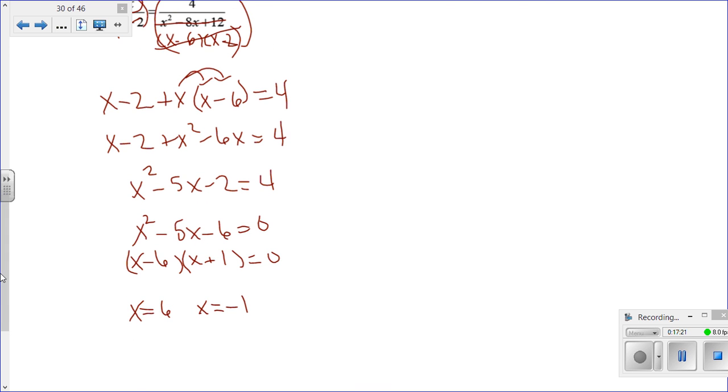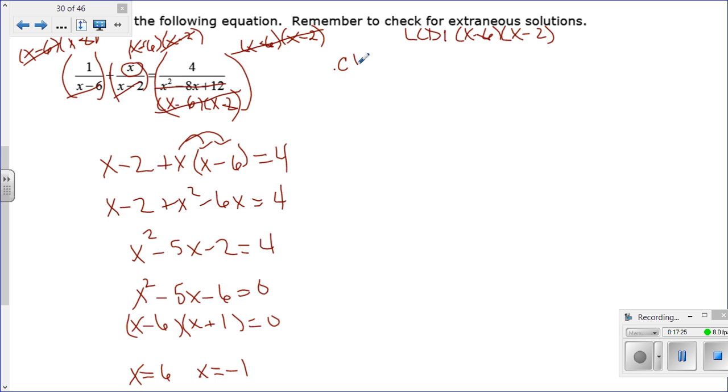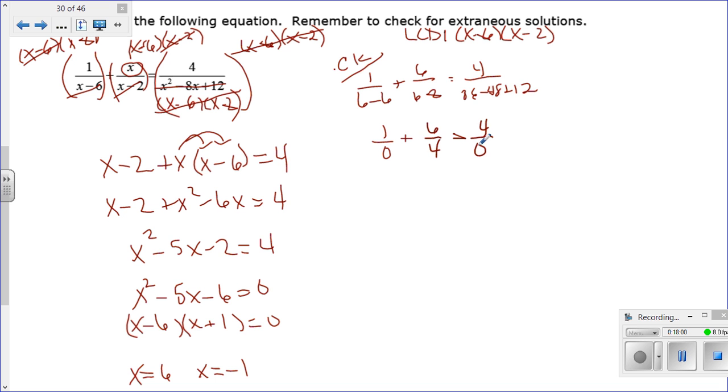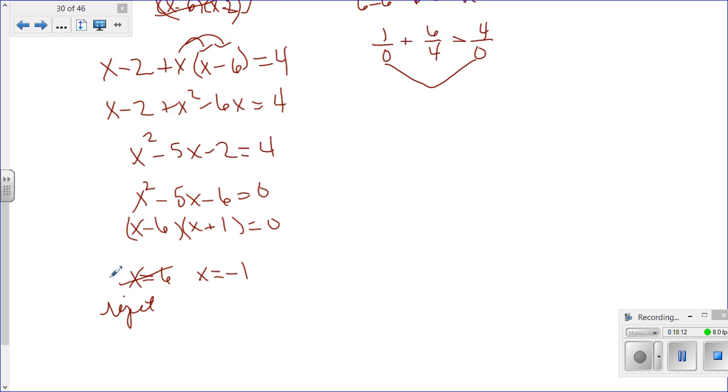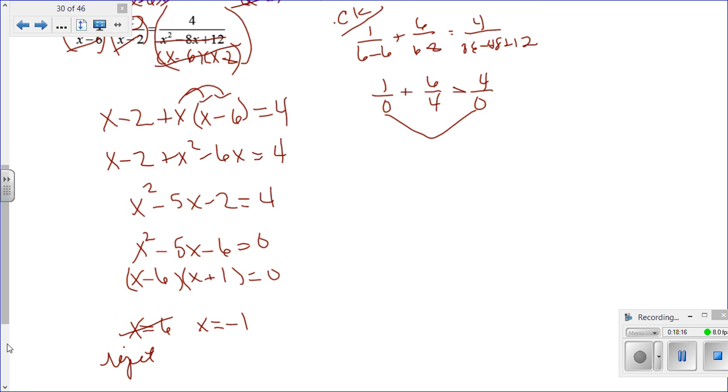So let's go back to the original and check. I have two answers, and I will check them. So 1 over 6 minus 6 plus 6 over 6 minus 2 equals 4 over 36 minus 48 plus 12. And 1 over 0 plus 6 over 4 equals 4 over 0. Remember, I can't have those zeros in the denominator, which means I can't have 6. So I need to reject that. And then I just got to check to see if negative 1 will indeed work.